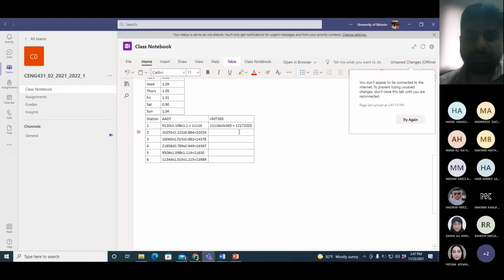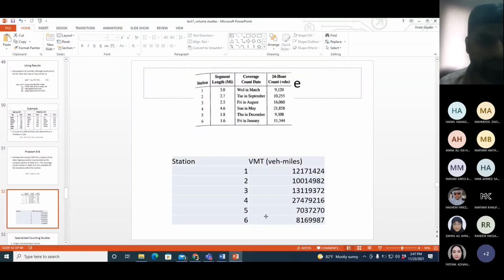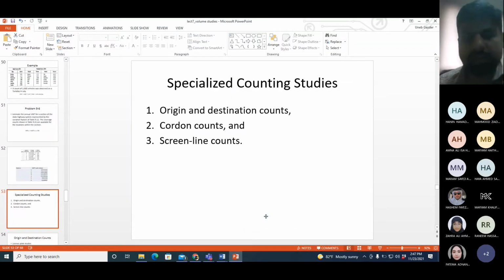So in the same way you can calculate the remaining values. Just take the values from this column, multiply with the length which is given in the question, multiply with 365. I believe you can do that. If you have any questions, please do let me know. The answers are given in the slide. You can check it, and if you find any problem with 1 or 2 values, don't mind it.